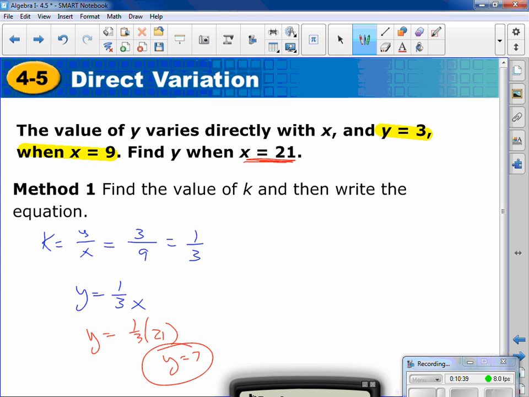So you take what they give you. You look at the part that says, y is this when x is that. You find out what k is. You make it y equals kx. And that says, for every step in x, it's changing by 1/3. It's being divided by 3. Substitute in the x they give you, or the y they give you, and solve.